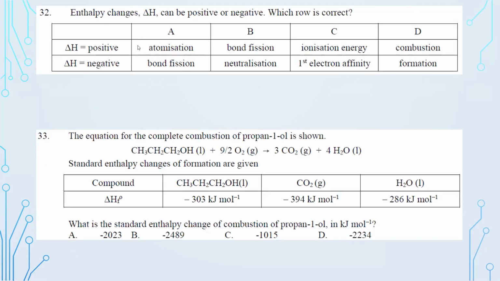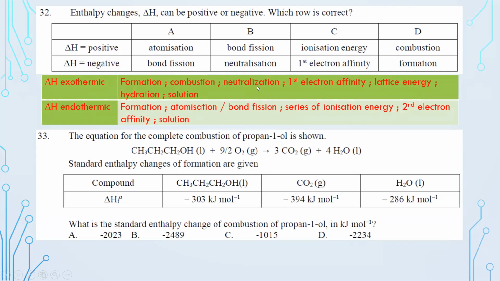Then 32, which of the following enthalpy changes can be positive or negative? Which row shows the correct enthalpy change? In here we are going to straight away list the enthalpy changes for each of them. Atomization is positive. Endothermic can be atomization and bond fission, which is bond breaking. The series of ionization energy, second electron affinity, and enthalpy change of solution can be endo or exo. Then for exothermic, it can be formation, combustion, neutralization, first electron affinity, lattice energy, hydration, and also solution. So these are the possible endothermic and exothermic reactions.